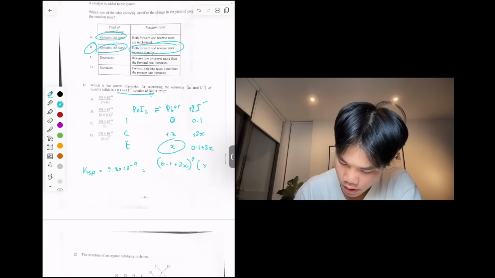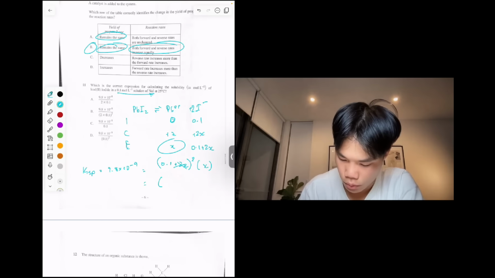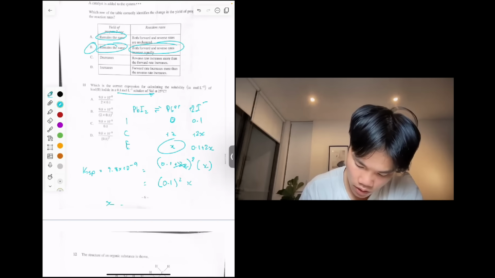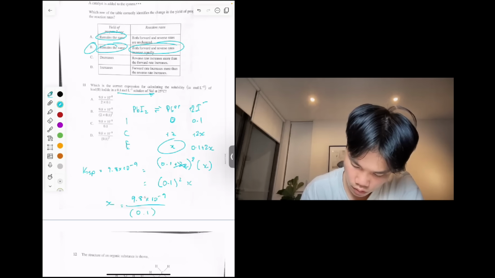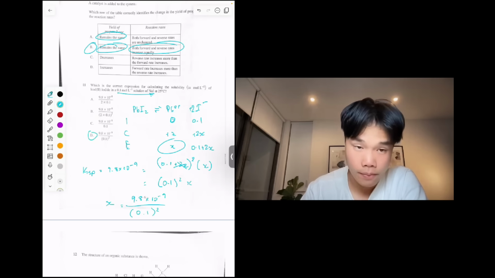squared times x. But you can apply the small change assumption to simplify this expression by getting rid of 2x. 0.1 squared times x is equal to that number. And if you rearrange in terms of x, x is equal to 9.8 times 10 to the negative 9 divided by 0.1 squared. And so this gives you the answer as D.